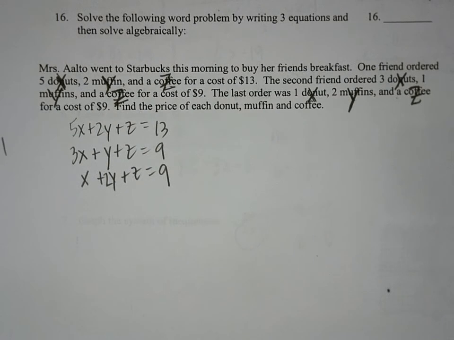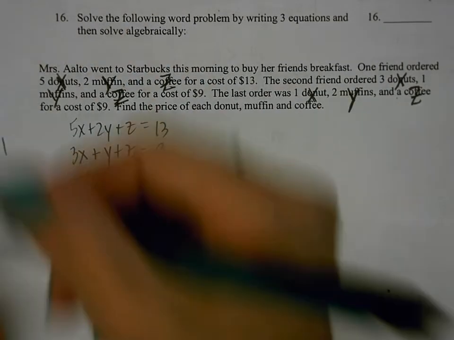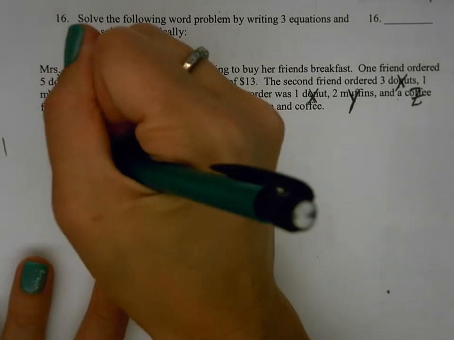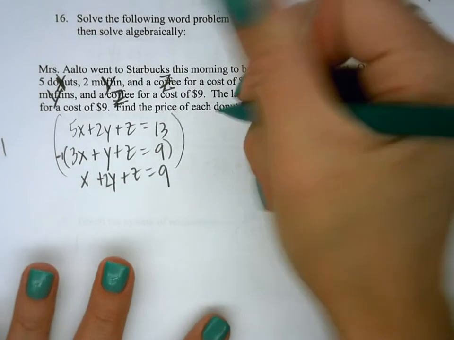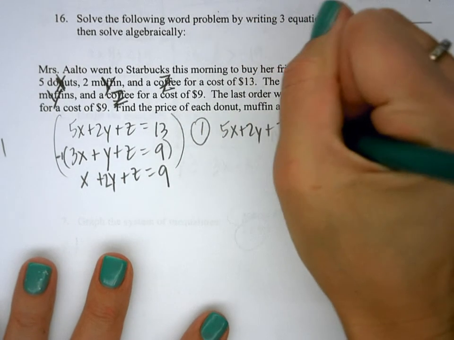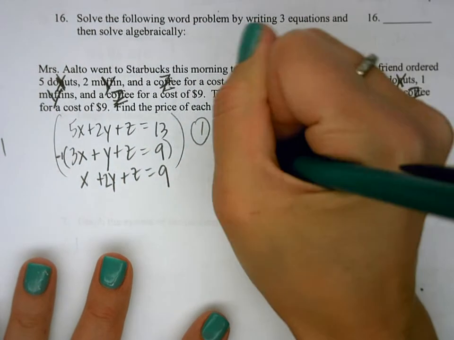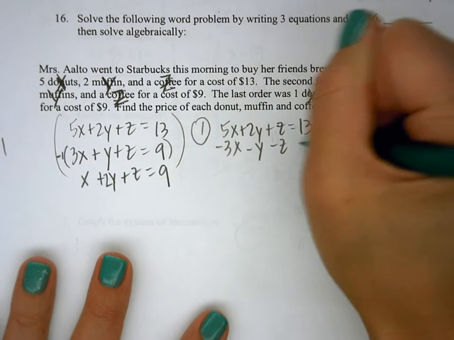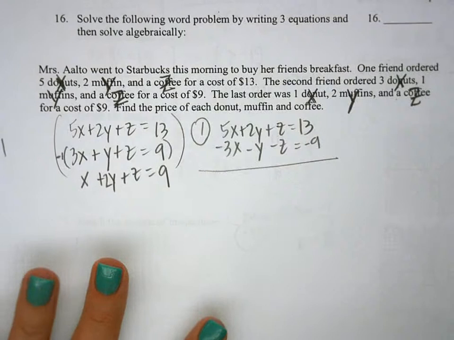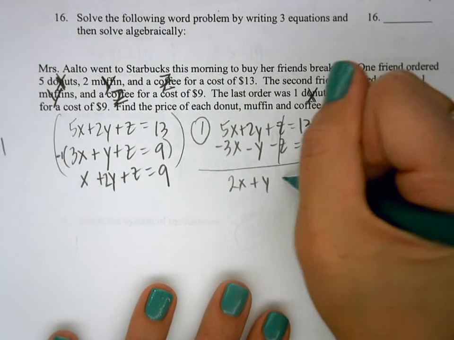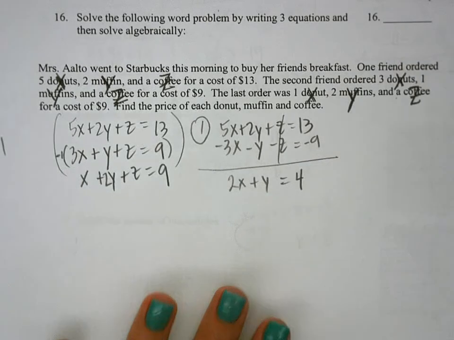Z's. Okay, so if we add these 2 together, what will I need to do? Good. Multiply by negative 1 to the second equation. So my first step, I'm going to write 5x plus 2y plus z equals 13. And then we have negative 3x minus y minus z equals negative 9. We add down, we get 2x plus y, z's cancel, equals 4.